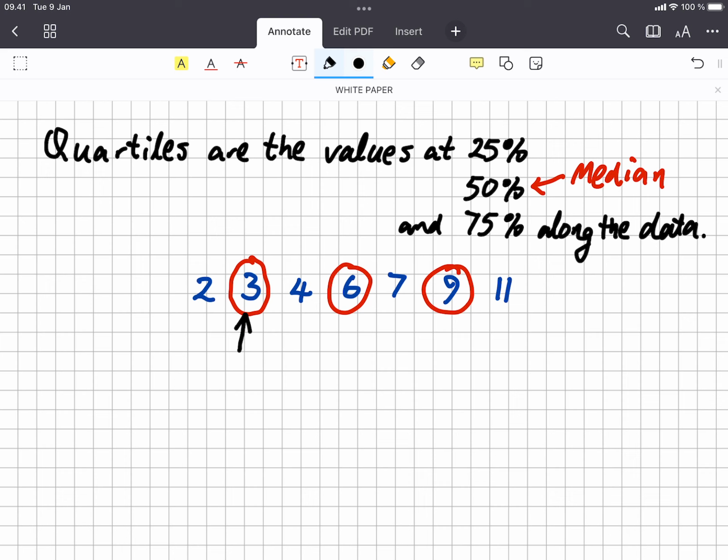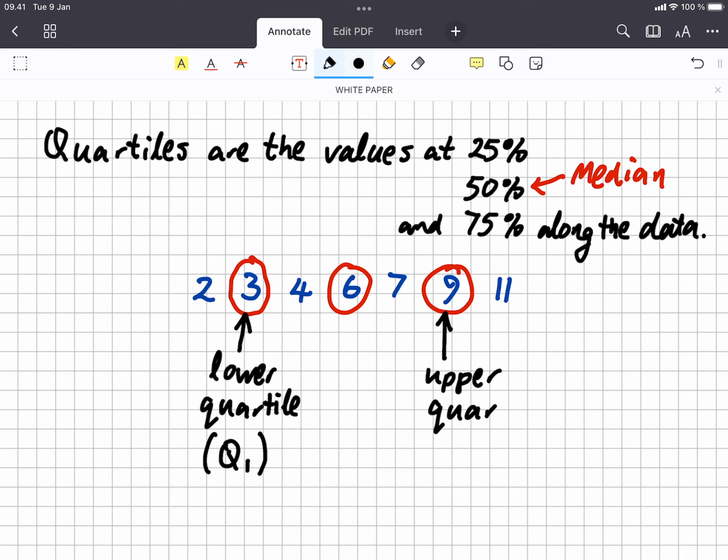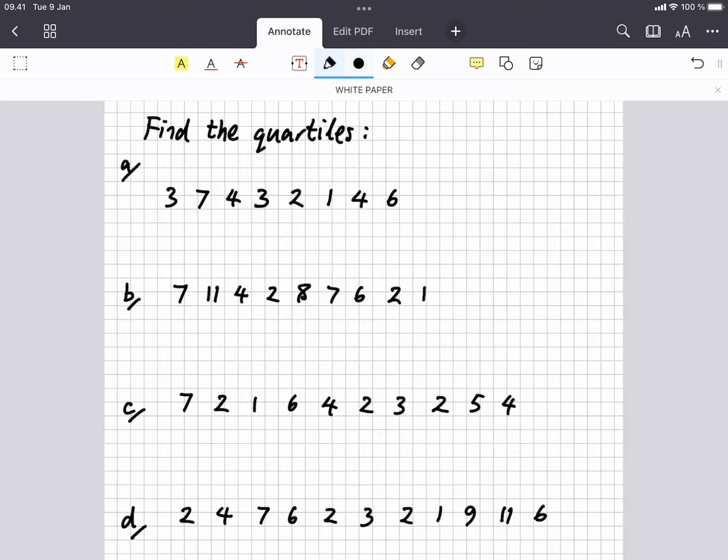We call the lower value the lower quartile, or also Q1 for short. We call the higher value the upper quartile, or Q3 for short, and then the middle quartile is just the median. We can call it quartile 2 if we like, but it's more commonly referred to as the median.